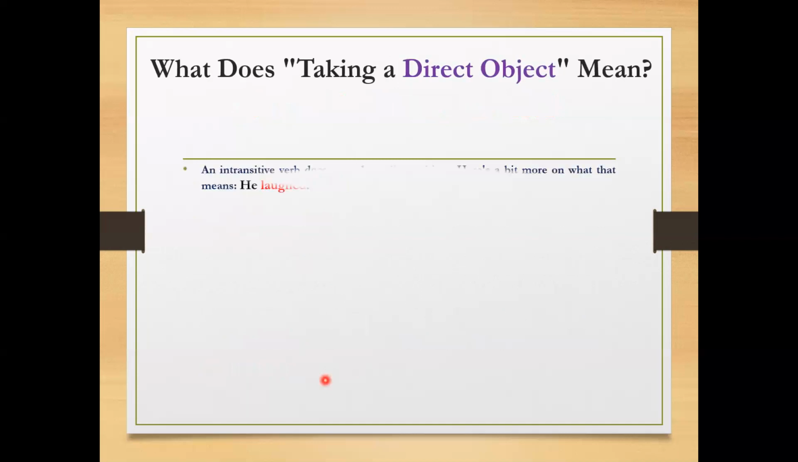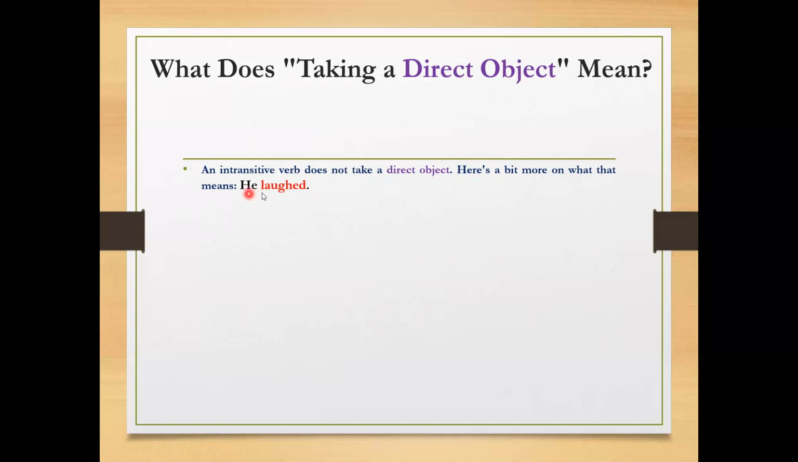Now, dear students, let's see what taking a direct object means. In simple words, a transitive verb takes a direct object and an intransitive verb does not take a direct object. Here is a bit more on what that means.